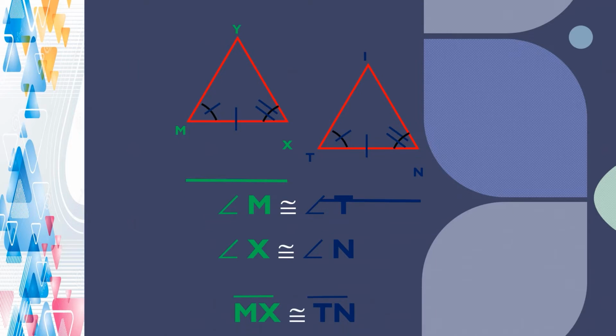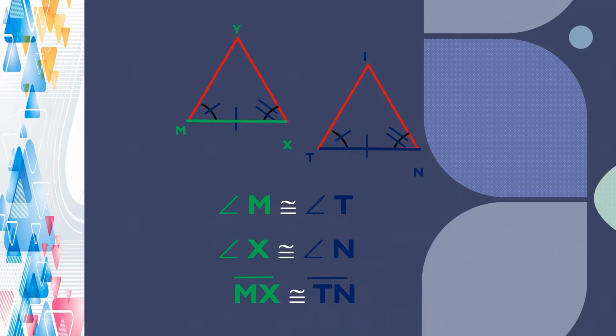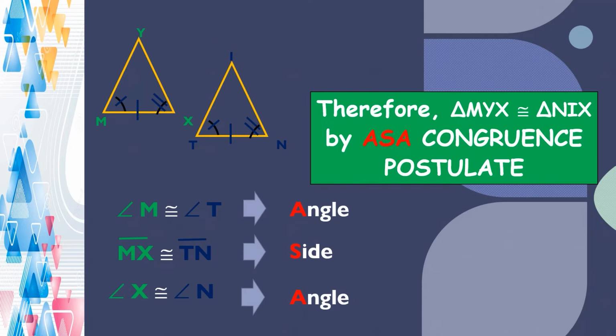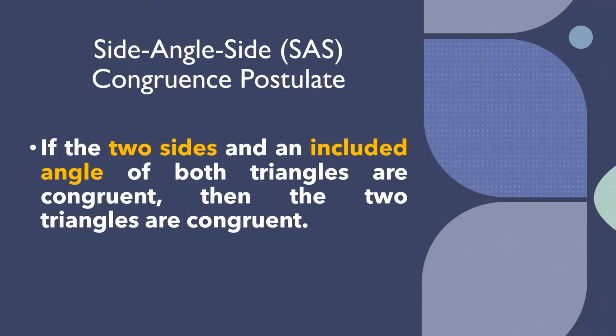Side MX is congruent to side TN. These two sides are the included sides of triangle MYX and triangle TIN. Therefore, the two triangles are congruent by angle side angle or ASA congruence postulate. How about side angle side or SAS congruence postulate?